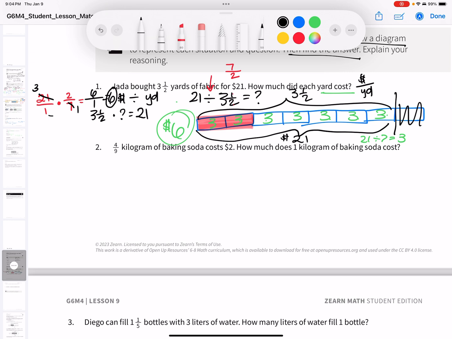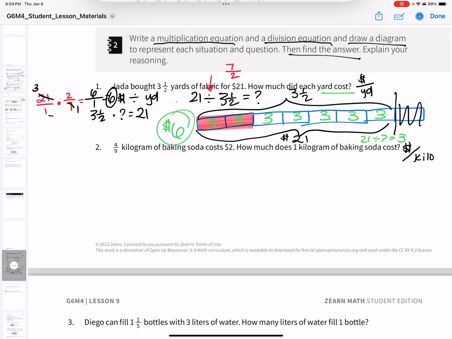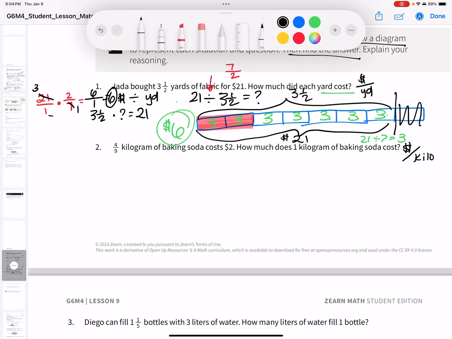4/9 kilogram of baking soda costs $2. How much does 1 kilogram of baking soda cost? So we are trying to find the cost of a kilogram. So we want price per kilogram, okay? So if we're going to write a division equation with that, we're going to do the cost, which is $2, divided by the kilograms, which is 4/9 equals something. So if we're going to do a multiplication equation, that's 4/9 times something equals 2.